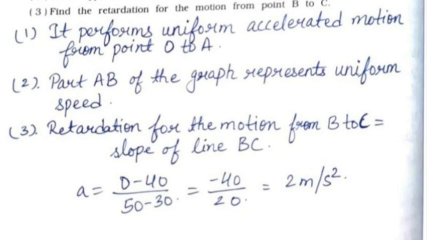So first answer, it performs uniform accelerated motion from point O to A. Second, part AB of the graph represents uniform speed. And third one, we have found out the retardation for the motion from B to C. So you can see it and complete it.